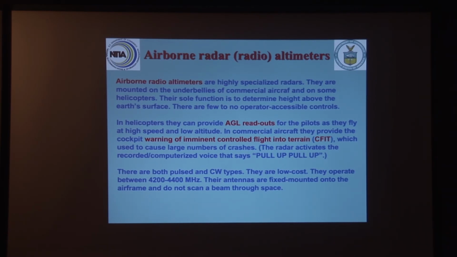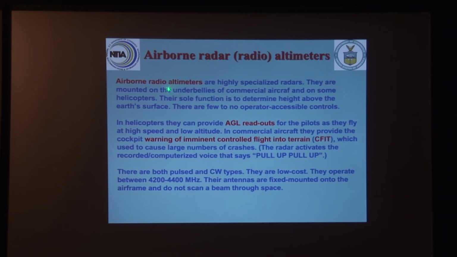Briefly, these are the units that create the emergency warning that says "pull up, pull up, pull up, pull up," just before a plane undergoes controlled flight into terrain. CFIT. Controlled flight into terrain means that the pilot was under complete control. He just flew it into the ground. This used to cause a surprisingly large number of air crashes for a variety of reasons.